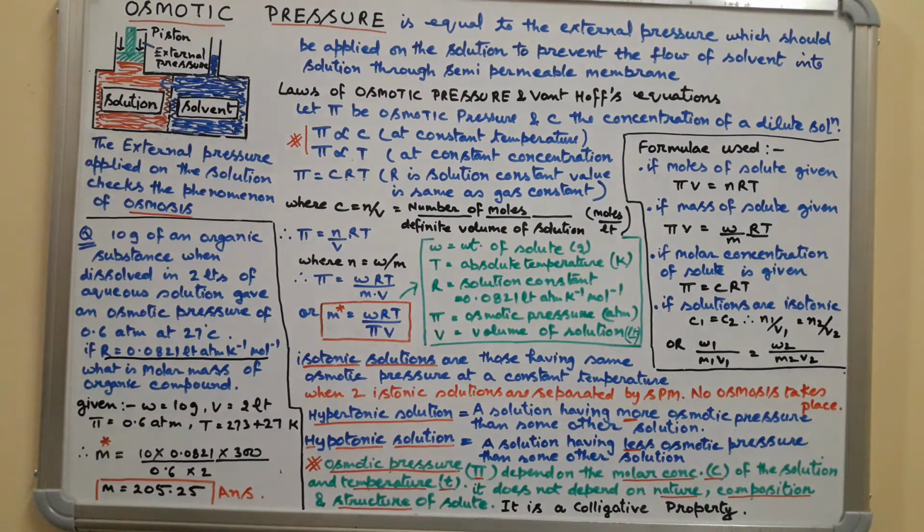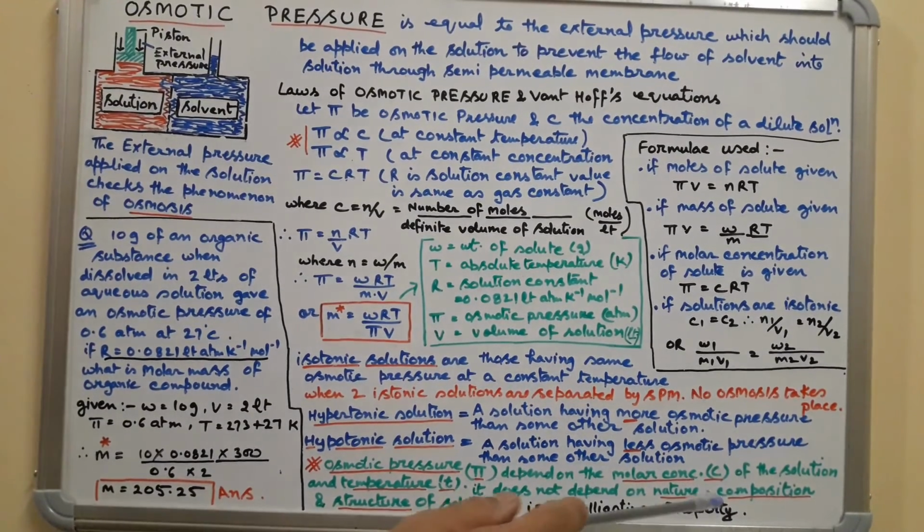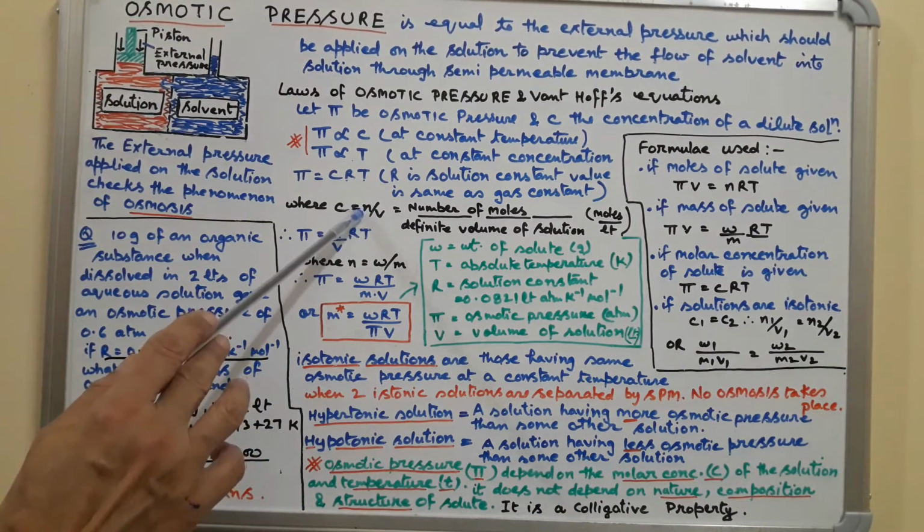Now let's see something more. What is the inference drawn here? Osmotic pressure pi depends on the molar concentration, which is C, of the solution and temperature T. It does not depend on the nature, composition and structure of the solute. Hence it is a colligative property. And what have you learned about colligative properties? These are the properties which depend on the number of particles and do not depend on their nature. And molar concentration is actually the number of particles, which is molarity, n by V.